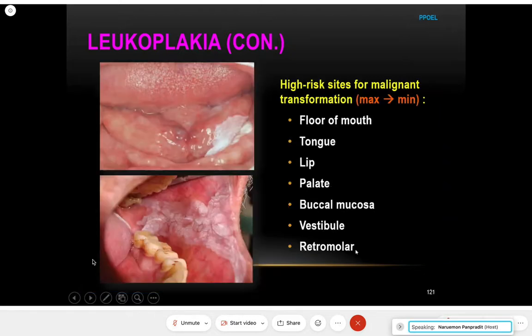However, the uncommon areas are more dangerous, because the high-risk sites for malignant transformation, from maximum to minimum, are the floor of mouth, tongue, lip, palate, mucosa, ridge and vestibule. So it's a contrast: the common sites are not so dangerous, but the uncommon sites are more dangerous. So when you do an oral examination, that's why I ask you to lift the tongue and see the floor of mouth, because if a lesion happens there and you cannot find it, it's a dangerous area, important to the life of the patient.